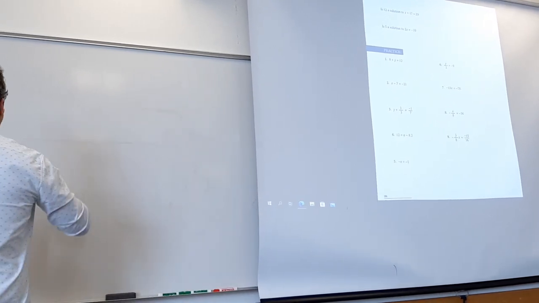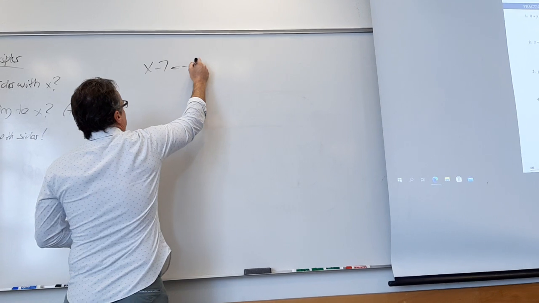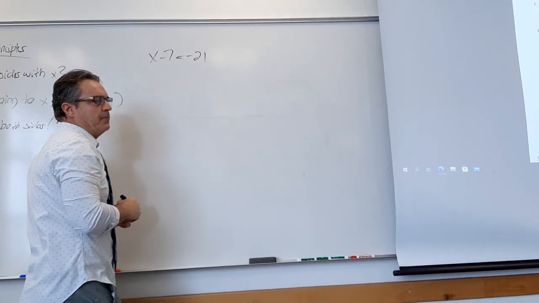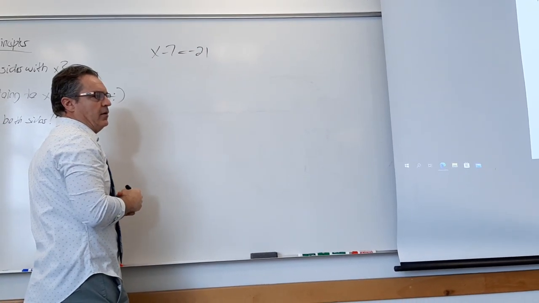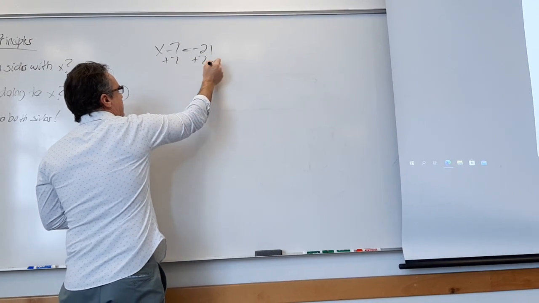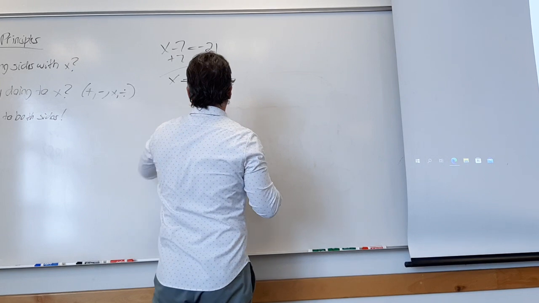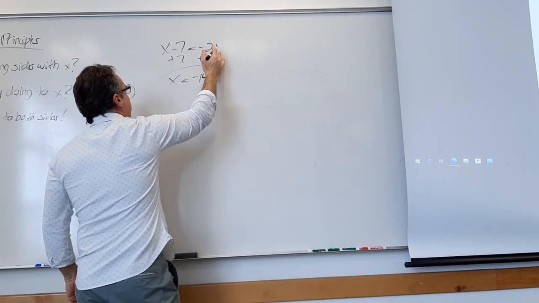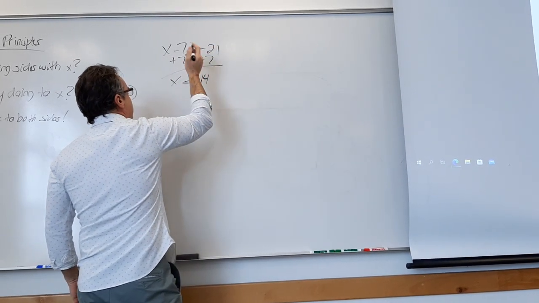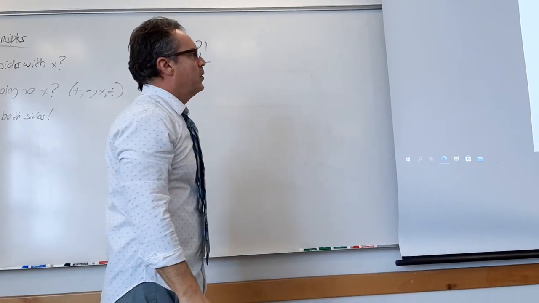X minus 7 equals negative 21. Who's sharing sides with x? What's it doing? We're going to add 7, add 7. X equals negative 14. Agreed? Okay, again, you can use your calculator here, but 21 minus 7 is 14, different sign, all that kind of stuff. Okay? We're not going to get into all that.